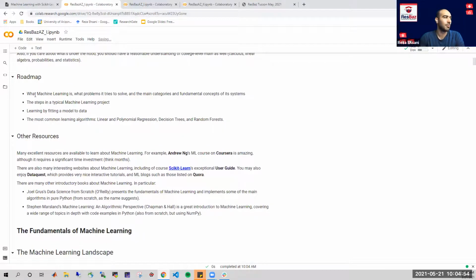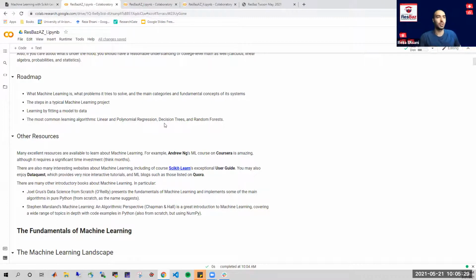In this workshop, first, we will try to understand what machine learning is, what problems machine learning can help us deal with, what the main categories of machine learning are, and some of the fundamental concepts of machine learning. Then we will see the main steps for doing a machine learning project. Then we will fit a couple of machine learning algorithms to existing data sets. And finally, we will try different models such as linear regression, decision trees, and random forest.